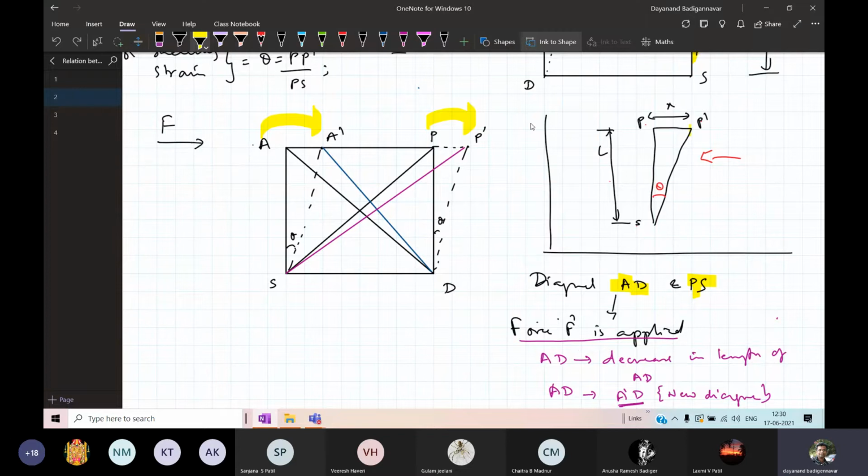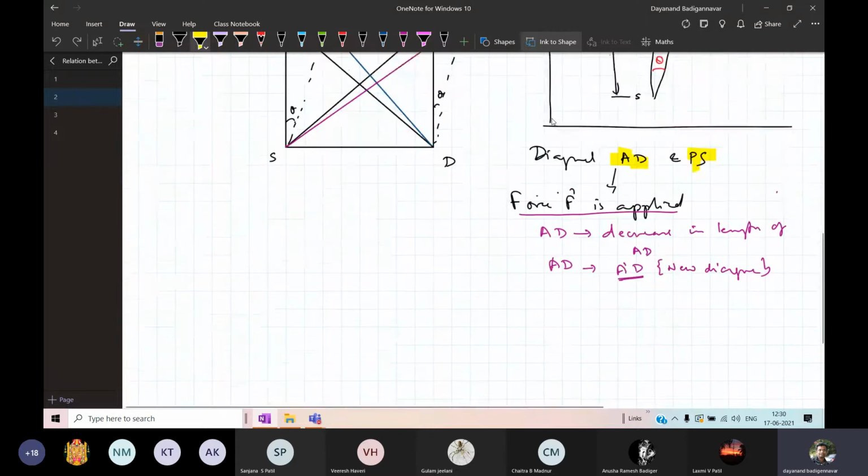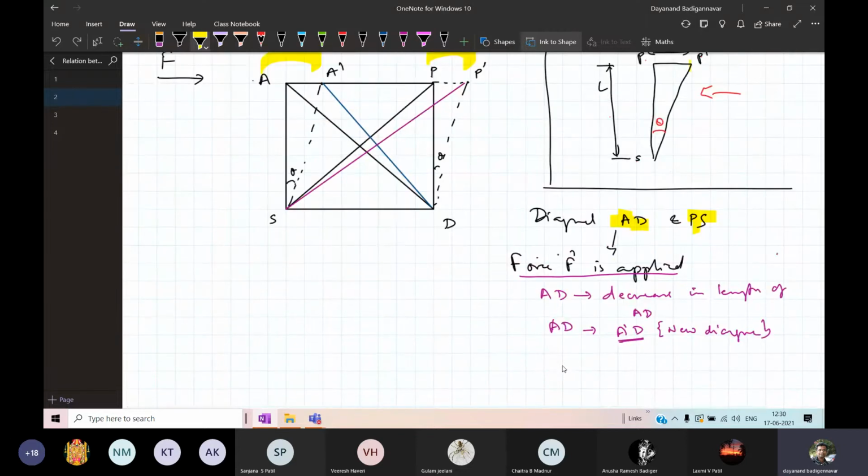Similarly, what is the other diagonal I have? It is SP, or PS, was the diagonal I had. So this diagonal increases in length. The length of PS is increasing. So if the length is increased, the new diagonal is P dash S. Therefore I can call it the new diagonal.